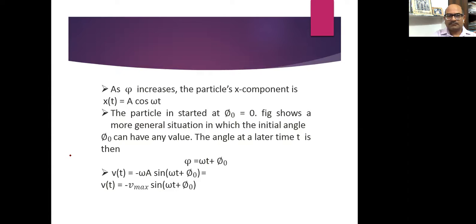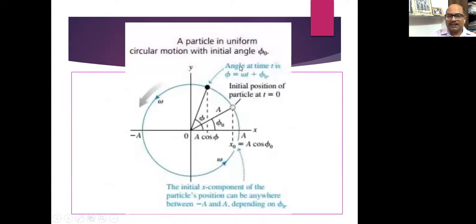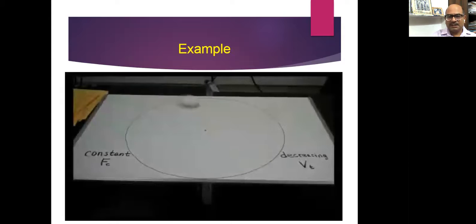So I hope it can be understood very clearly that when we are creating this uniform circular motion with initial angle phi naught, the phase angle will be omega t plus phi naught. This will be the angle at any time, the phase angle at that particular instant for the particle in uniform circular motion. For example, consider this very important example.